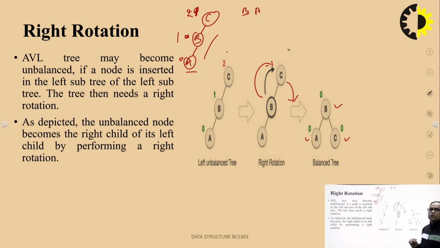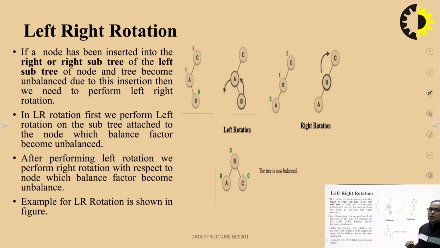So it will also be 0. So now it becomes balanced. So this will be the right rotation. Next we will see the left right rotation.